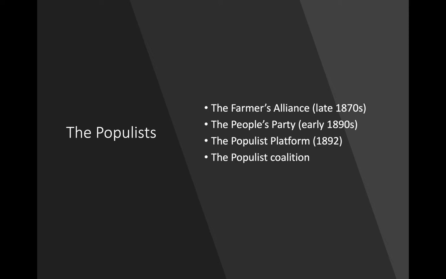Particularly, the big idea of the Populist Party was they felt that the federal government should regulate modern industry and transportation for the public good. They made the argument that big business had gotten too big, it was harmful to consumers and the public.